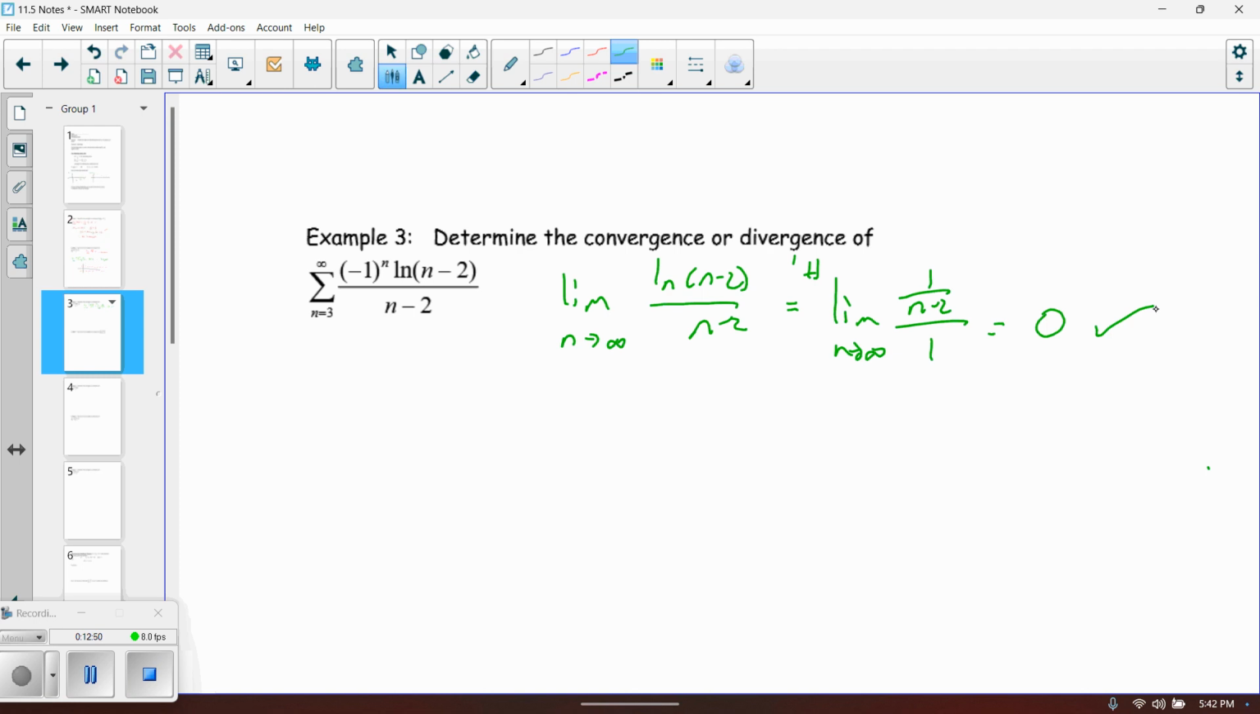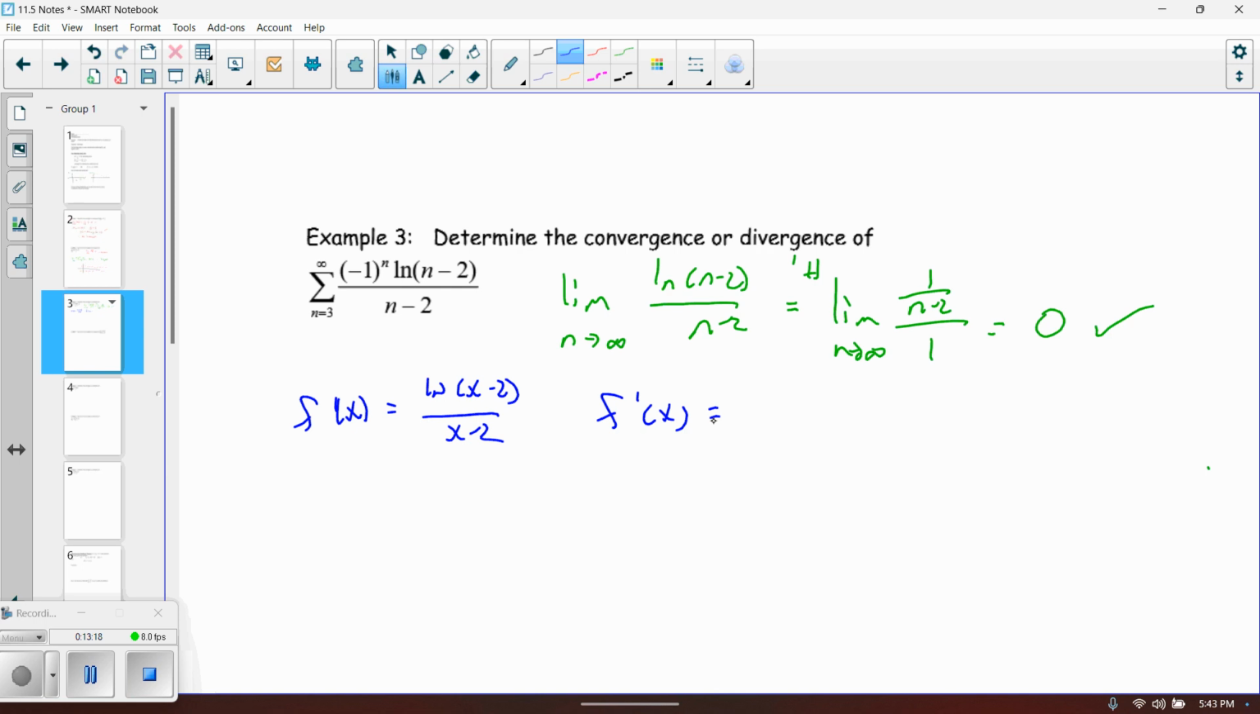Well, we can change it into a function of x. Call this the natural log of x minus 2 over x minus 2. And if you want to show something is decreasing for certain values of x, you're going to take a derivative. We're going to find the slopes. Slopes tell you positive increasing, negative decreasing. So take the derivative. It is a quotient rule.